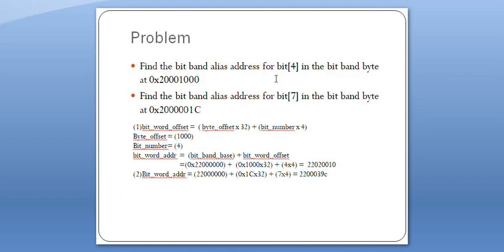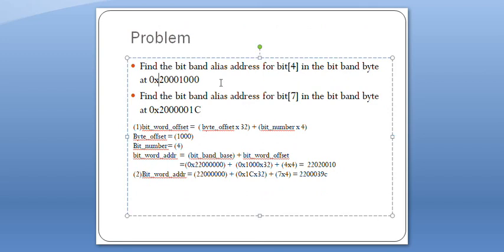One problem we will discuss now. Let's discuss these two problems so that you will understand. You are interested in altering bit 4 of the memory address 20001000. With this data given, you are supposed to set the 4th bit at this address. So what is the corresponding bitband alias address you are looking for? That is the question asked. Find the bitband alias address for bit 4 of the memory address.